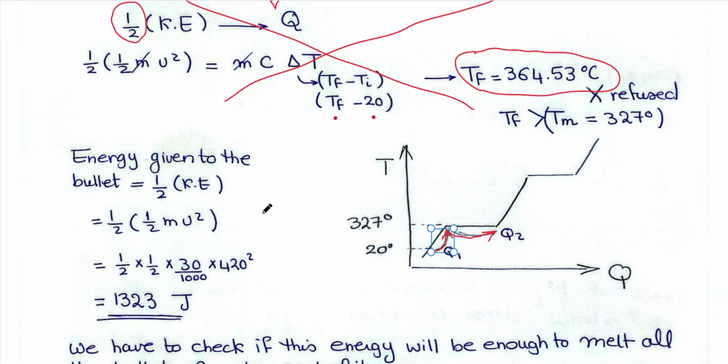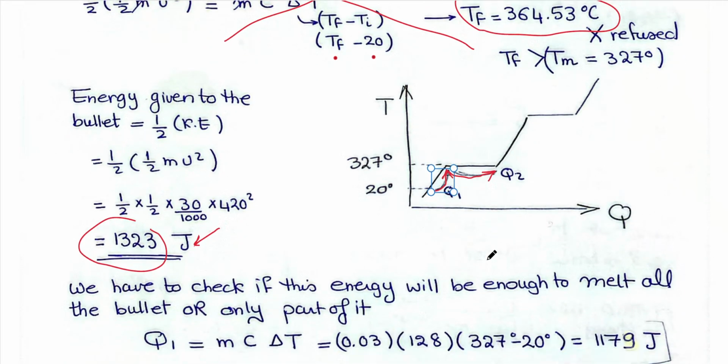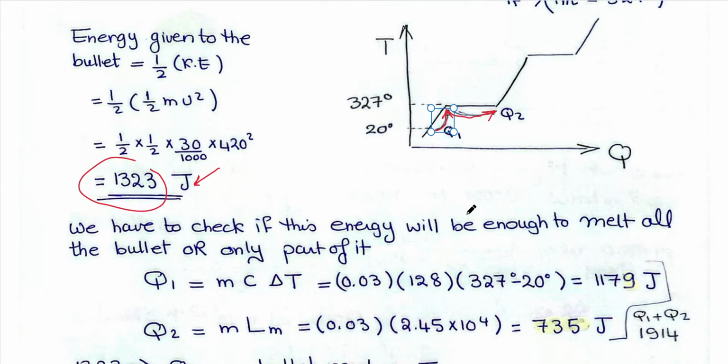How can I solve this problem? First of all, I will calculate the amount of energy given to the bullet, which is half the kinetic energy. Half the kinetic energy will give you 1323 joules. I will ask myself, is this amount of energy enough to reach T melting, or to reach T melting and completely melt, or less? So I will calculate Q1 and Q2.